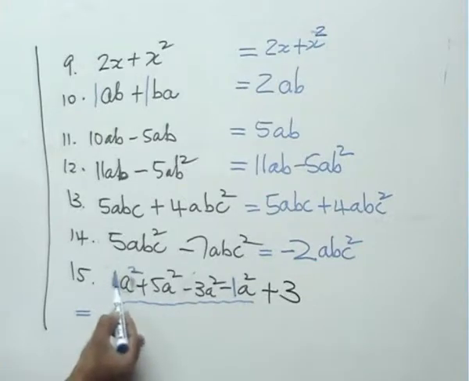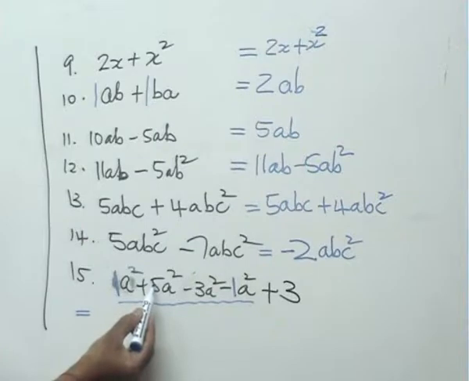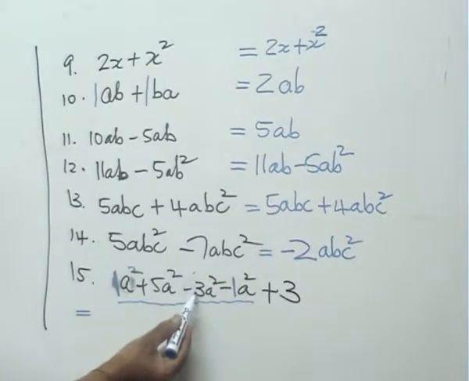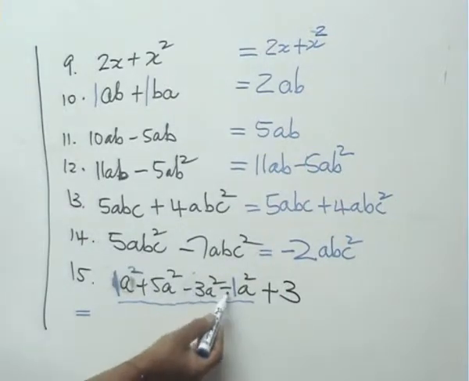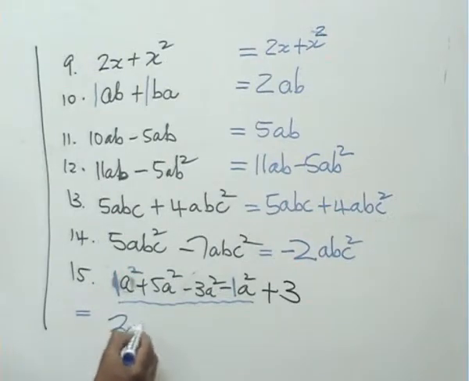Now these are all like terms from here to here. So 1 plus 5 is 6. 6 minus 3 is 3. Then 3 minus 1 is 2. So you got 2a squared plus that 3 there.